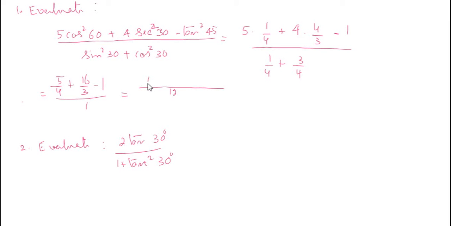Cross multiplying, this one is 15 plus 64 minus 12 divided by 1. This is equal to, I'll write 12 in the denominator now. The numerator, 15 minus 12 is 3 plus 64, 67. So this is the answer, 67 divided by 12.